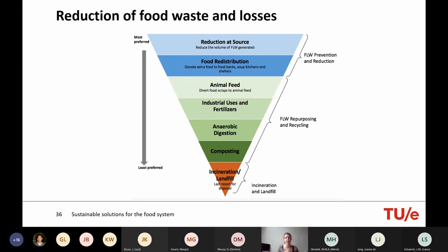But this is really the part that we want to avoid. So ideally, we want to prevent or reduce things in the beginning, and otherwise try to repurpose it in a way that we still gain value from all the things that we've created beforehand.